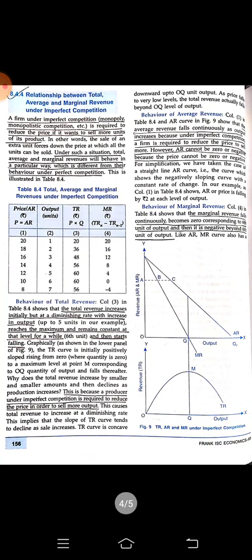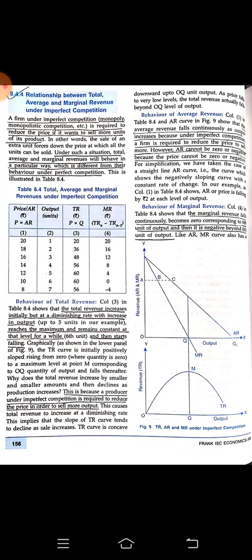Next, we are going to know about the relationship between total, average and marginal revenue under imperfect competition market. A firm under imperfect competition market is required to reduce the price if it wants to sell more units of its product. Under such a situation, total, average and marginal revenues will behave in a particular way, which is different from their behavior under perfect competition.